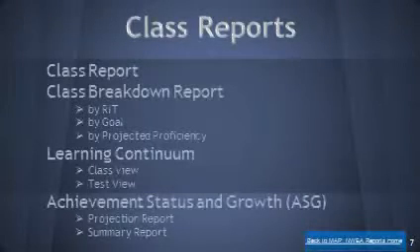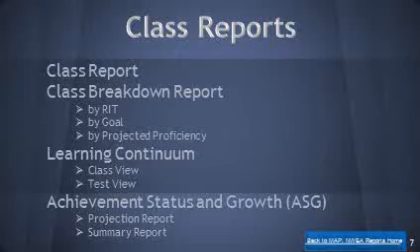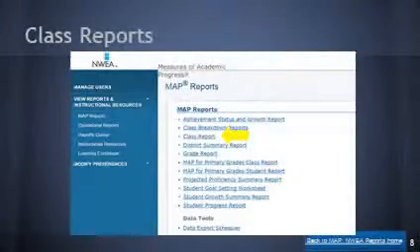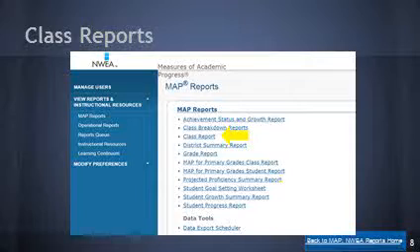Next, we're going to look at class reports. The class breakdown report, the learning continuum, which is the old Descartes, and the achievement status and growth report that many of you have used in the past, and I think most of you will use this year. To get to the class report, again under MAP reports, obviously just click on class report. Samples of these are on pages 2 and 3 of your book.